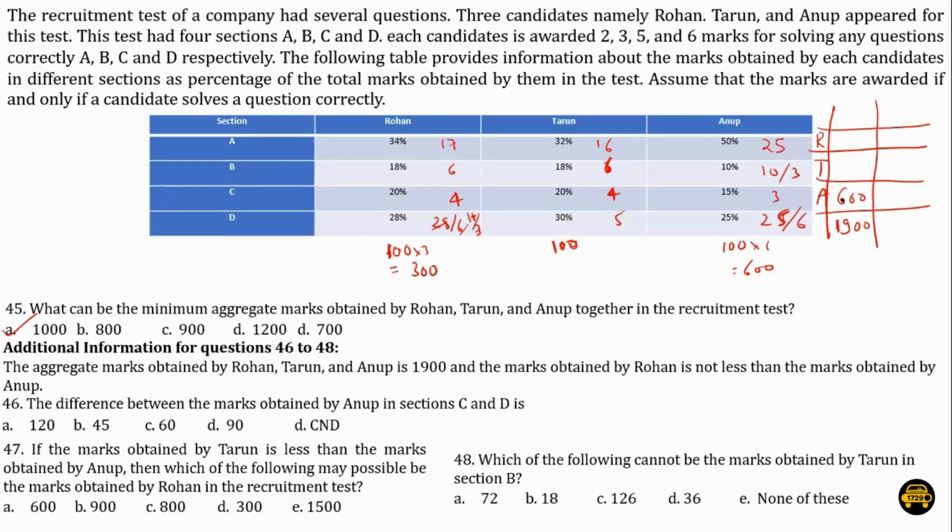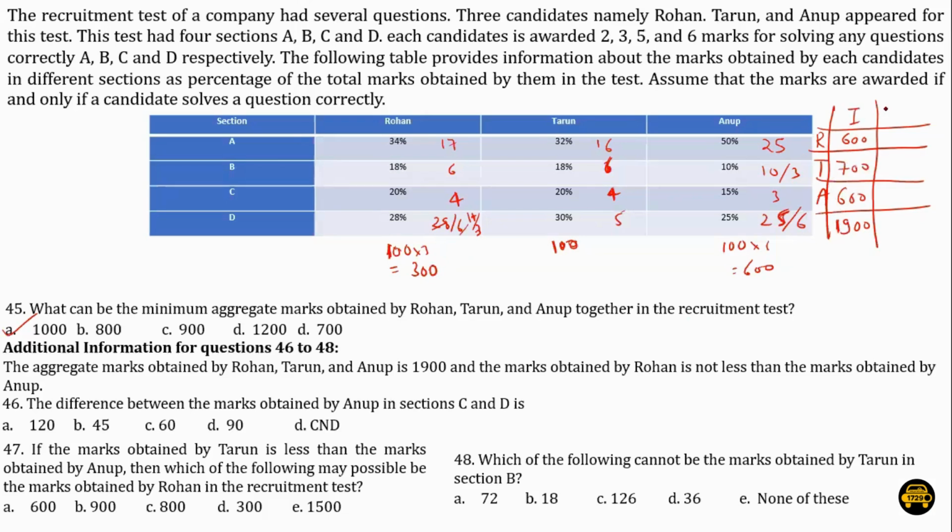So Anup's minimum possible score is 600. So Rohan's minimum possible score will also be 600 because it has to be a multiple of 300 and not less than Anup's. So it will be 600. So in that case, Tarun will be getting 700 to make it 1900. This is case 1.